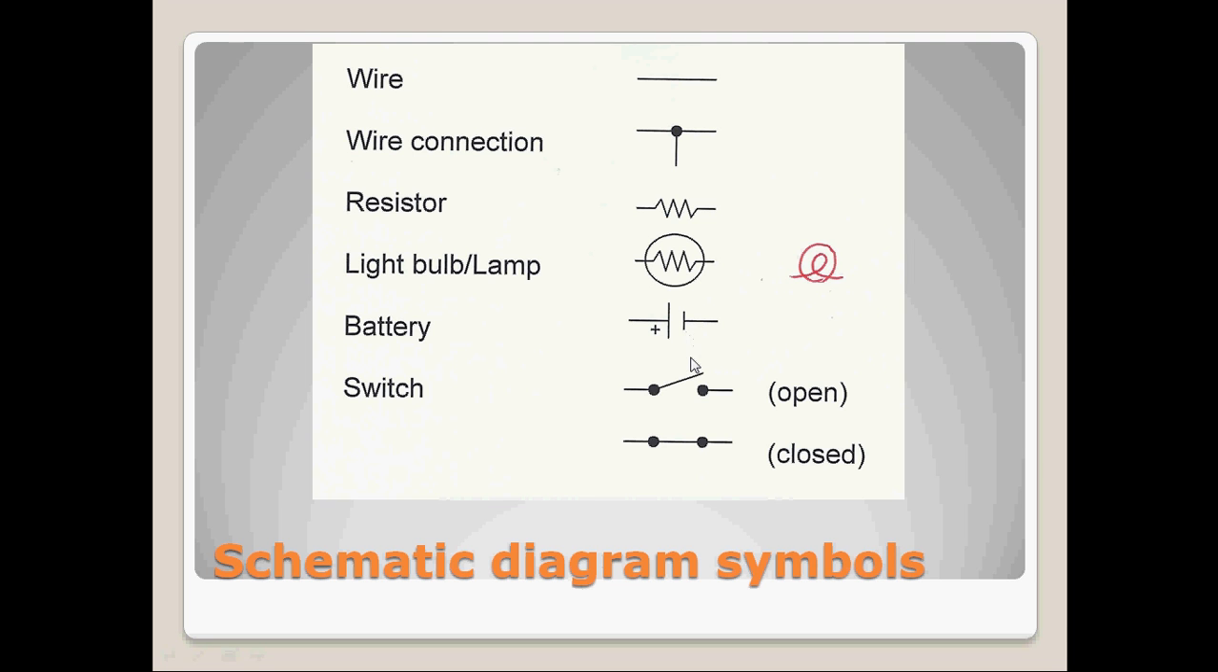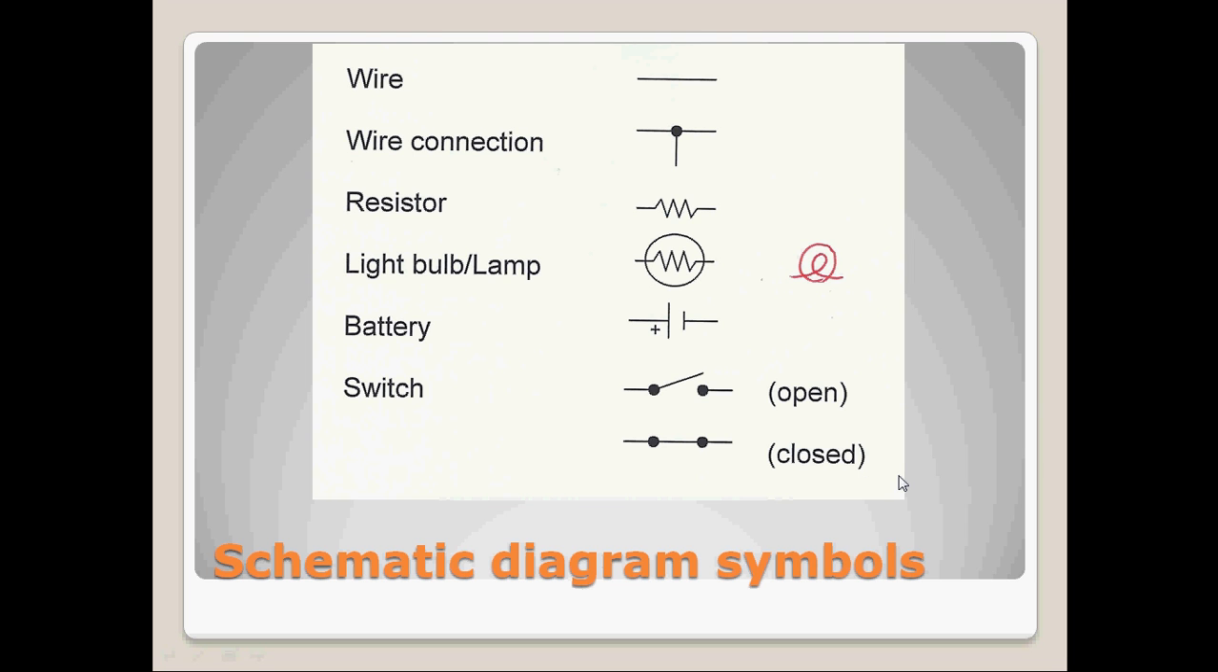Last thing to talk about is a switch. A switch is represented by having these little dots here to indicate that there's some place where we can have a connection, and then we've got an open line pointing off to nowhere to indicate that the switch is open, or it goes all the way through to indicate that the switch is closed.